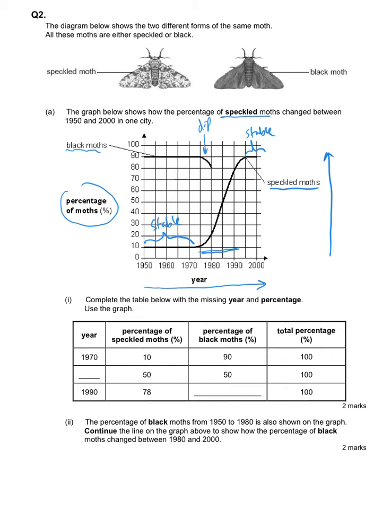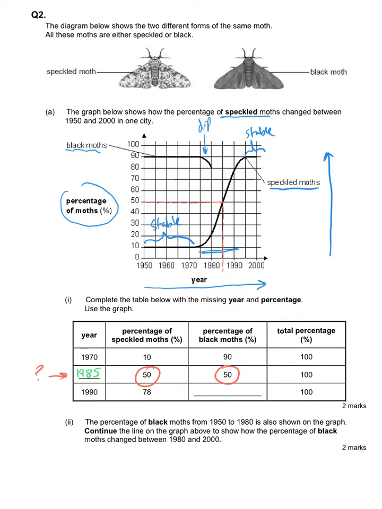So the question says, complete the table with the missing year and the percentage using the graph. So if I just change my colour to red, just so we can track some important facts. We need to work out what year this is, where it is 50% speckled moths and 50% black moths. Now, we don't have any data on the black moth when it's 50%, but we do know that 50% is in this middle line on here. And so 50% is tracking down to here. That's between 1980 and 1990, exactly halfway between, and so that means it's going to be 1985.